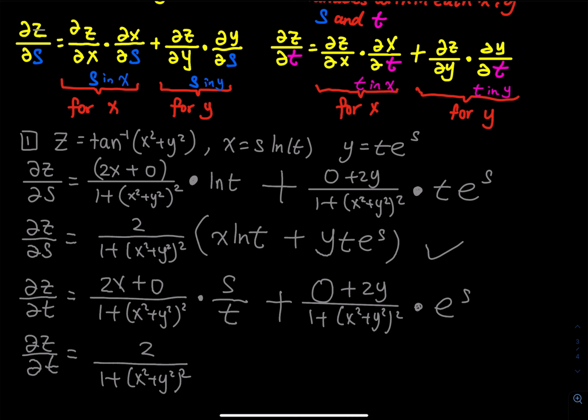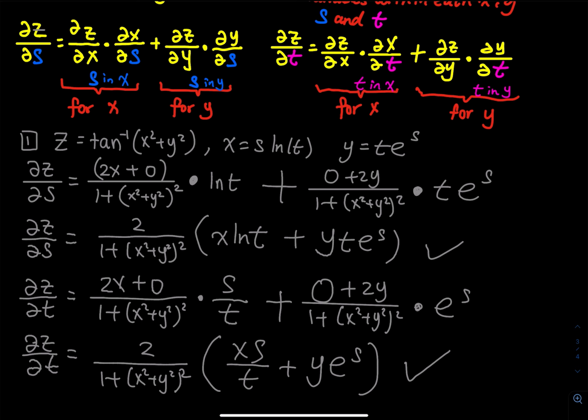What else? Okay, I guess that's it. So the first term is x s over t, and then the next term is 2y. Oh, the 2 is factored out, and that will be a y e to the s power. Right, so that is the derivative of z with respect to t.